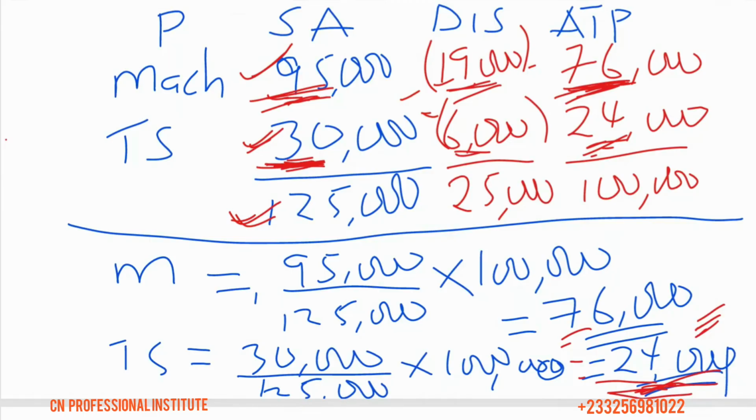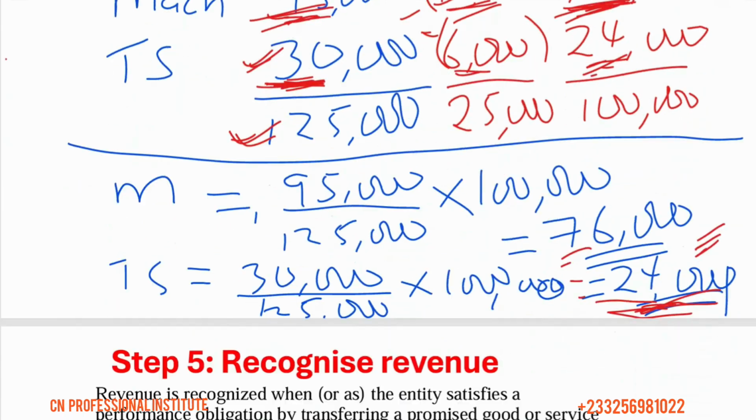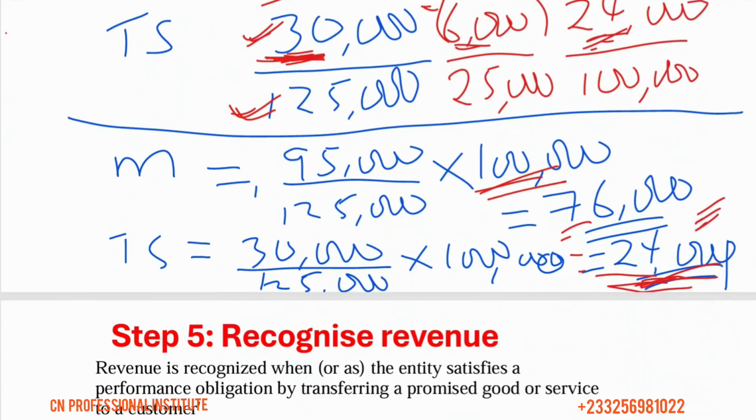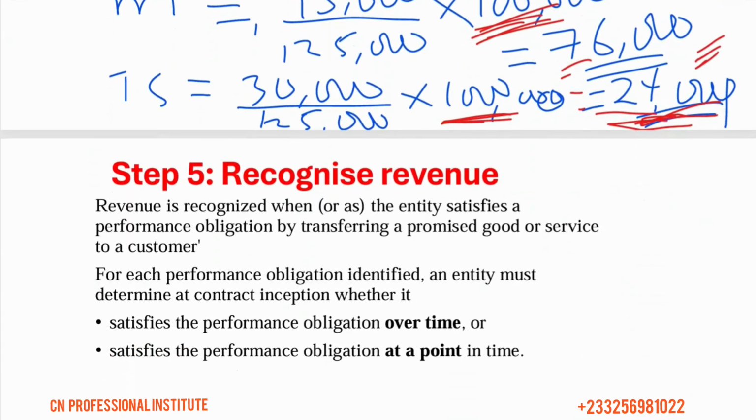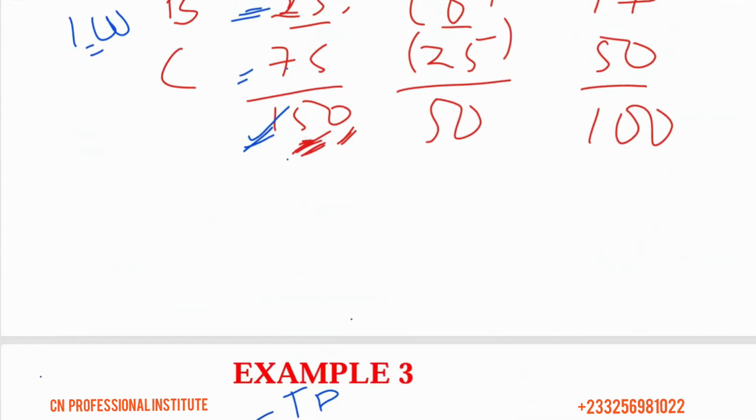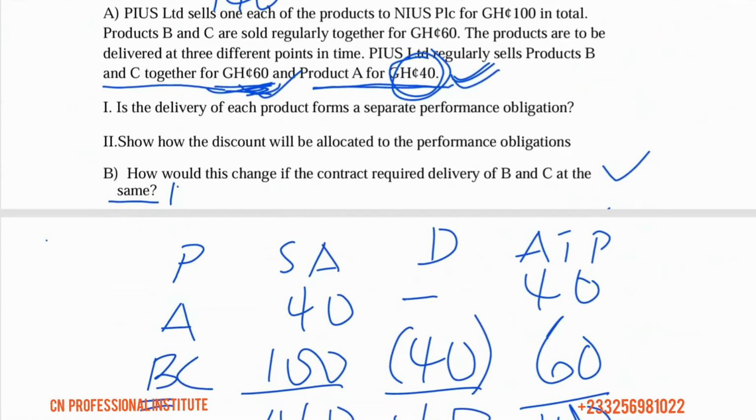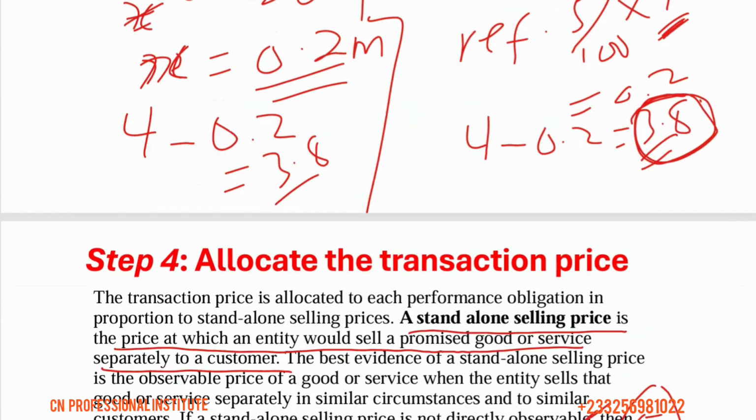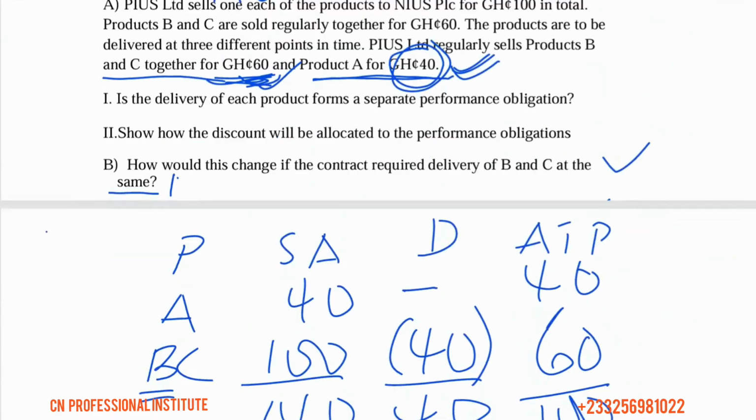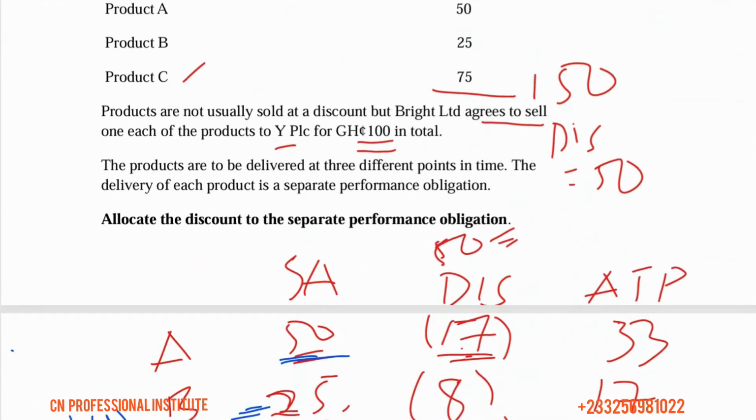But the question is to allocate the transaction price. That's why when I got here, I multiplied by the transaction price, 100,000. And the difference between the standalone selling price and the allocated transaction price is the discount. Okay, good. So that's it with step 4. Allocate the transaction price to the performance obligations.